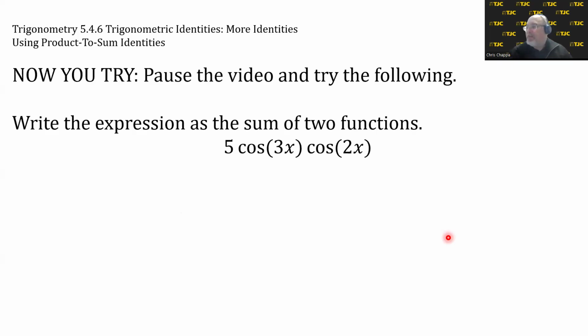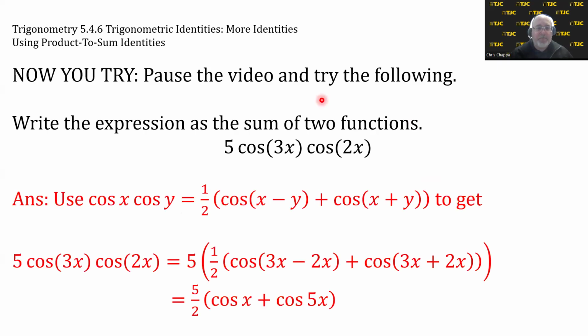Now you try. Pause the video and try the following. Write the expression as the sum of two functions: 5 times cosine of 3x times cosine of 2x. Pause the video, give it a try. All right, if you haven't paused the video to give it a try, here comes your fair warning. Solution in 3, 2, and 1.